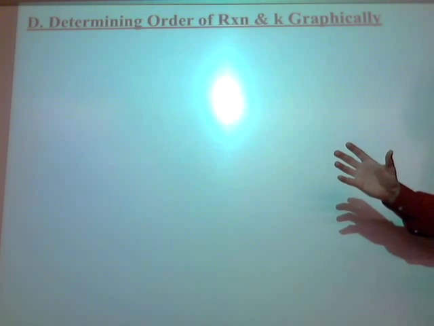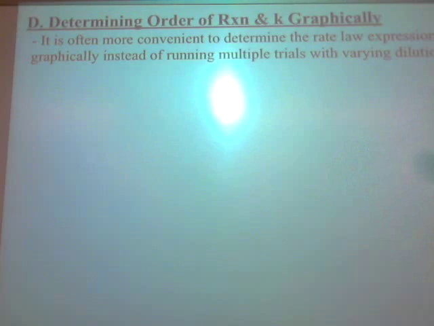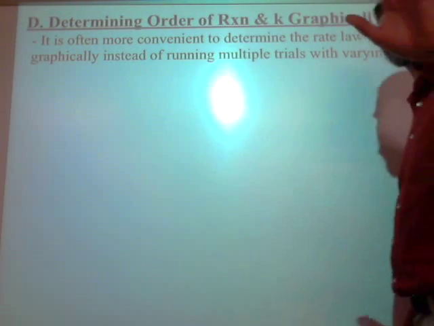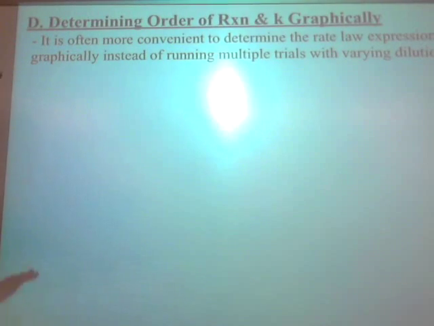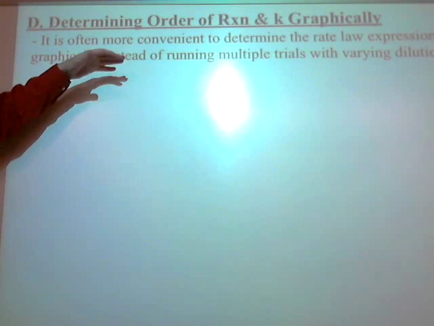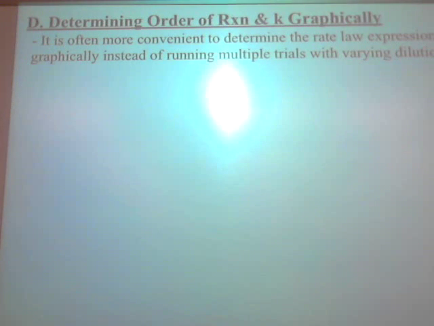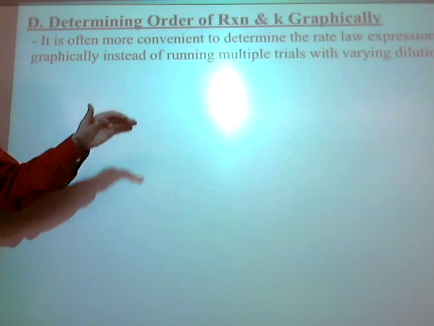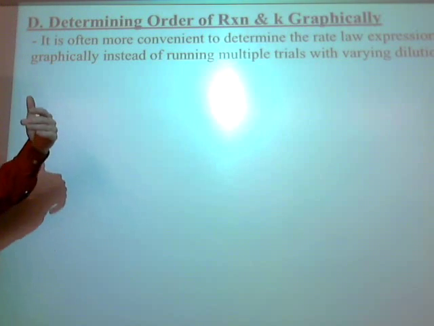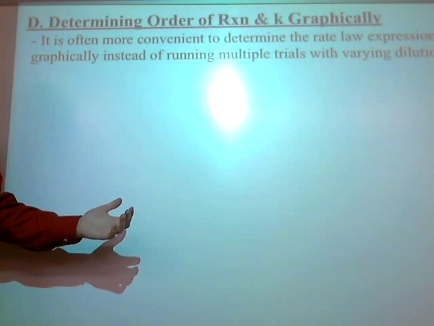But here's the basis behind it, okay? You don't have to write this down, because this is just the theory behind it. You're going to be writing some things down, but not this. It's often more convenient to determine the rate law expression graphically rather than running multiple trials. It's just very tedious to do that in the lab.